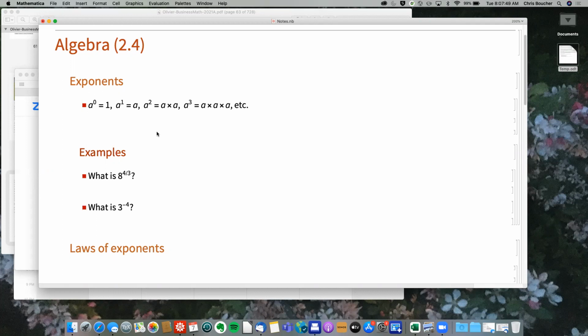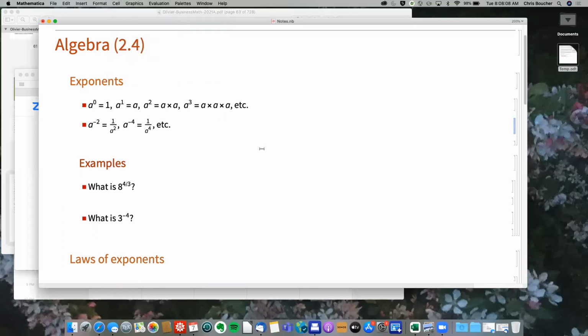6 to the -5 we'll define as 1 over 6 to the 5, right? It's the reciprocal of 6 to the 5. So here I think are some negative exponents. Right, a to the -2 is 1 over a to the 2, a to the -4 is 1 over a to the 4, and so forth. Again, these notes that you're looking at, I will post these on the page in Canvas for this section of class.